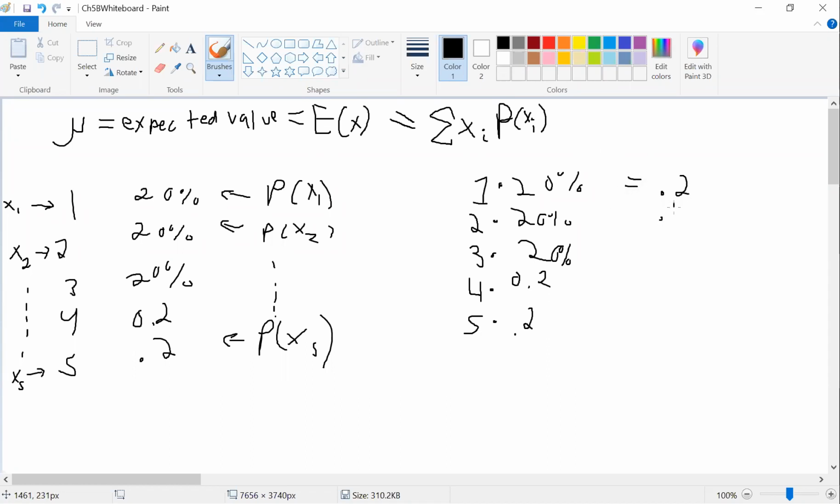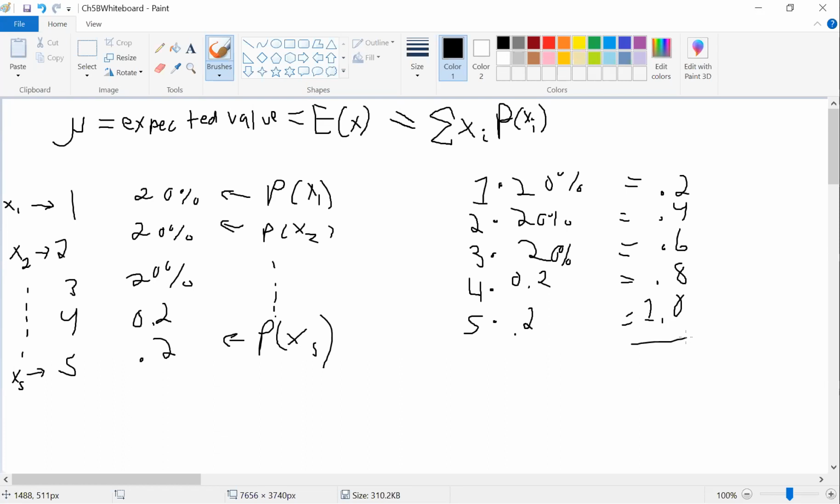20% of 2 is 0.4. Here, let's just put these equal signs down now. 20% of 3 is 0.6. 20% of 4 is 0.8. And 20% of 5 is 1. So therefore, these five numbers on the right, 0.2, 0.4, 0.6, 0.8, and 1, these are our five products.